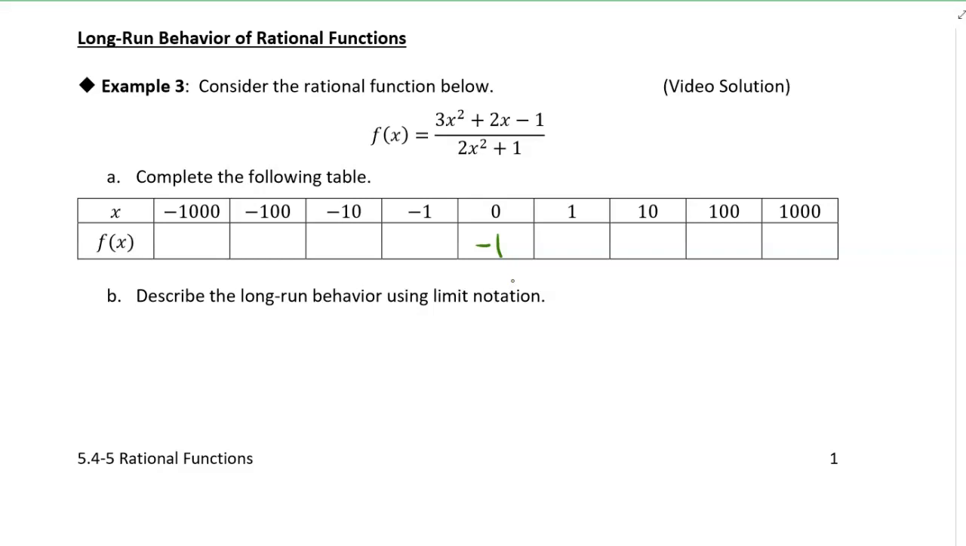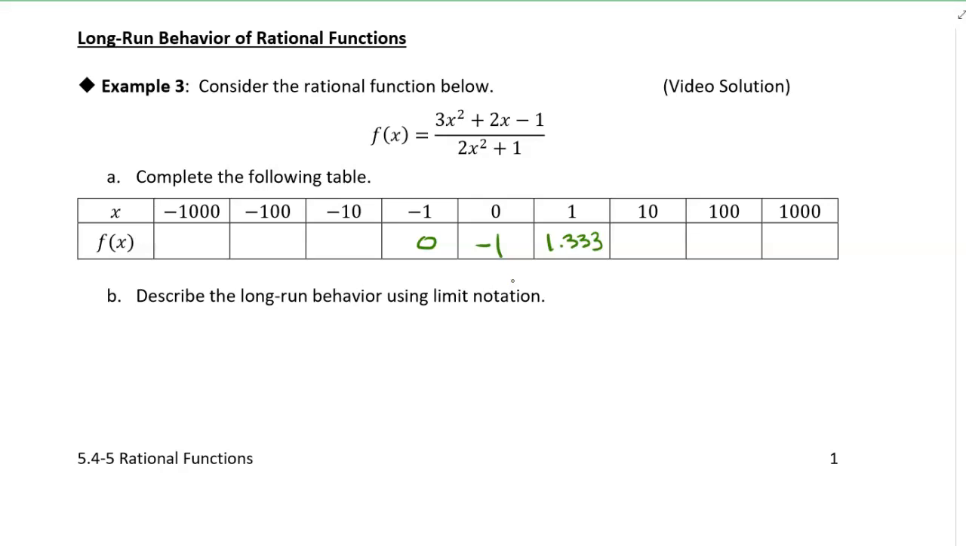Now the other ones, you can go through and put these numbers into your calculator and see what happens. But I'm going to go ahead and just give you the results. When I put in -1, I got 0. When I put in a positive 1, I got 1.333, because it's going to be 5 minus 1 all over 3. So it's just 4 over 3, and 4/3 is 1.333.